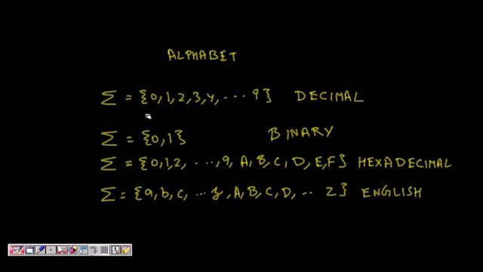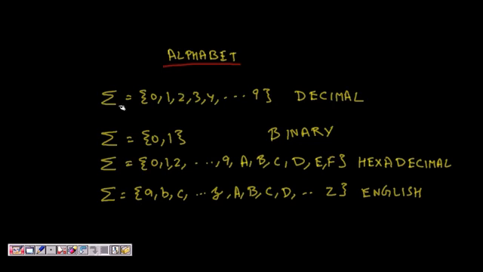This is the first lecture on theory of computation. So here we will learn about alphabets, strings and languages. Alphabets are a set of symbols. It's a finite set of symbols, and these symbols can be numbers, letters, or any character, special characters also.